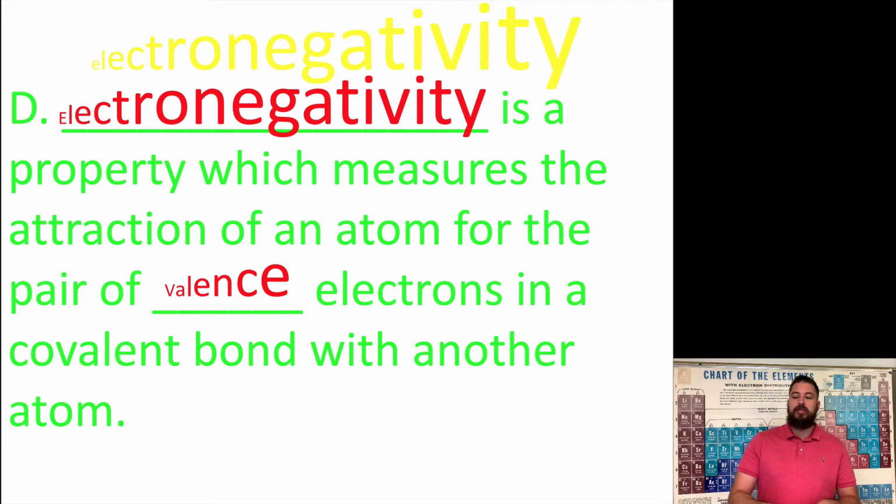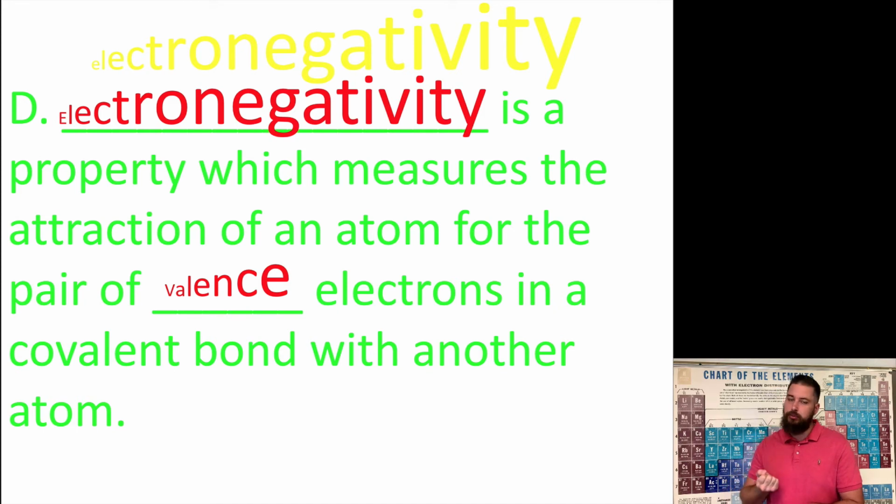Okay, electronegativity. Electronegativity has to do with sharing electrons. Ionization energy has to do with removing electrons, but we're going to learn later that some elements will share their electrons with other elements. Electronegativity is a property which measures the attraction of an atom for a pair of valence electrons that's shared with another atom. When atoms start sharing electrons, one atom is going to have a larger electronegativity, so it's going to pull those shared electrons more.